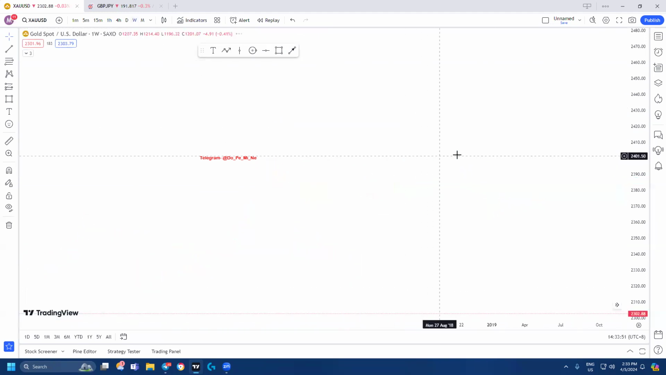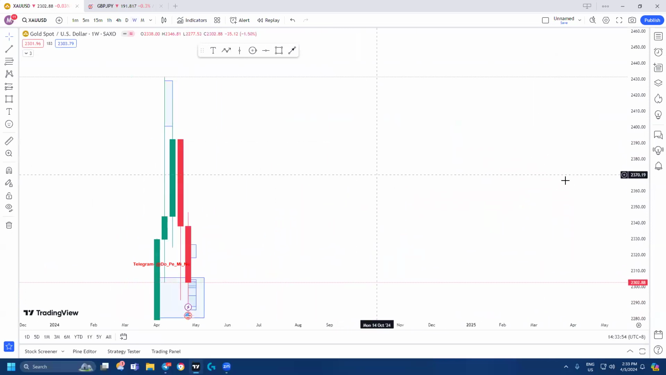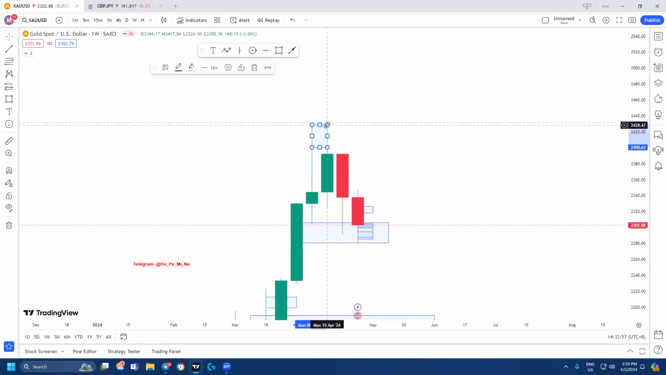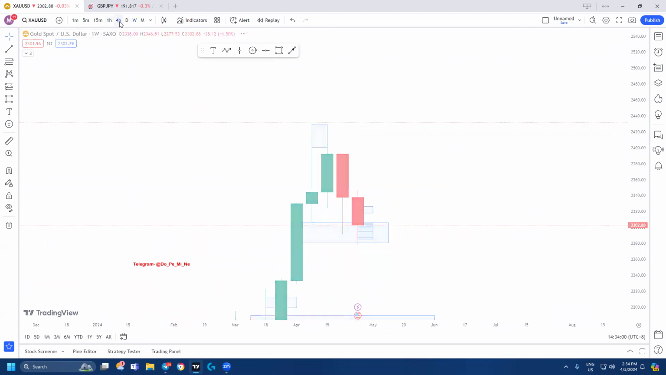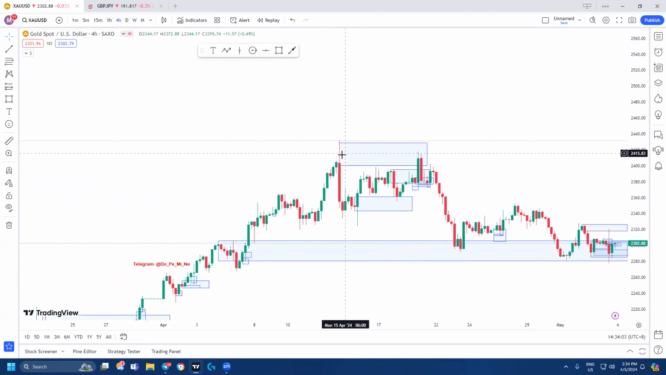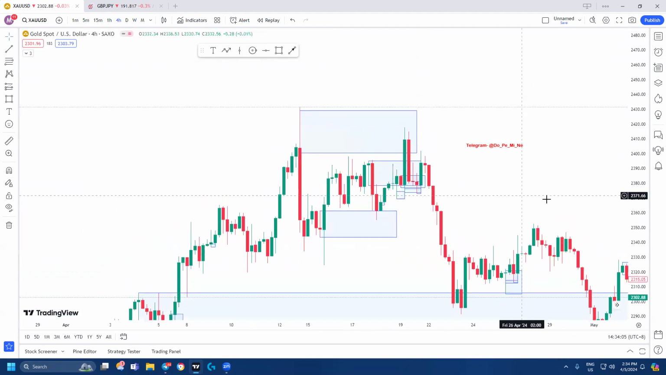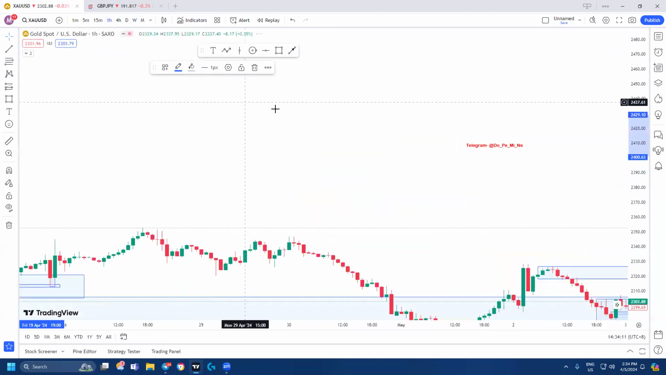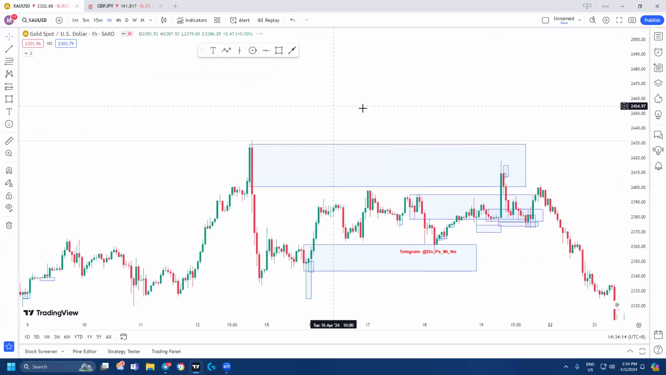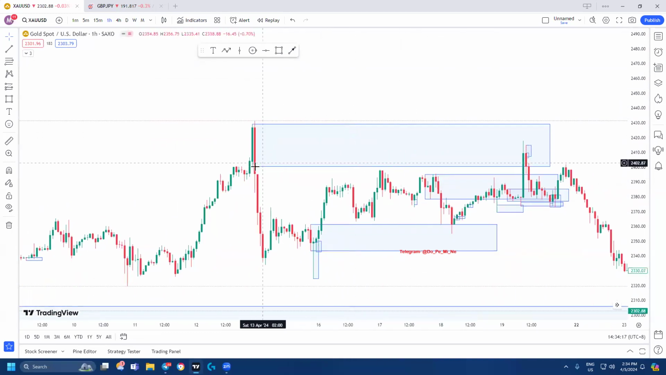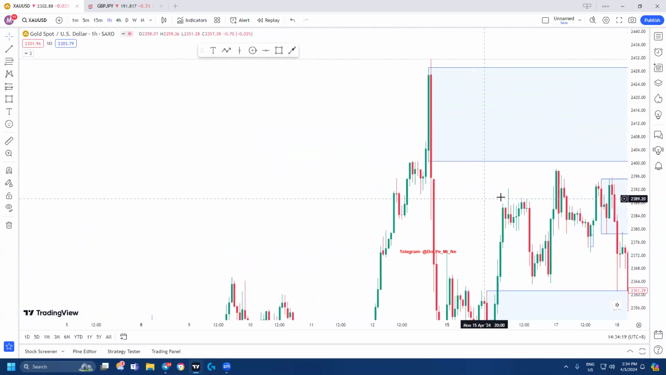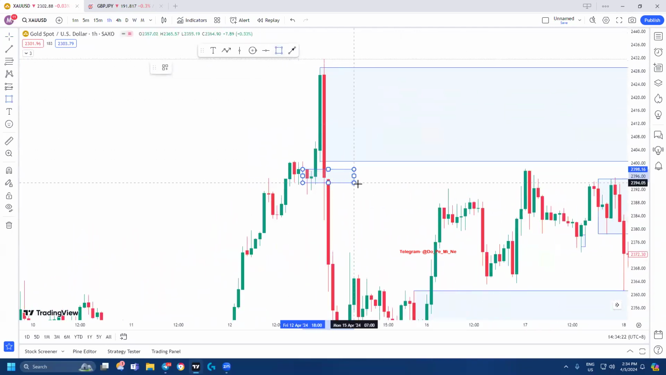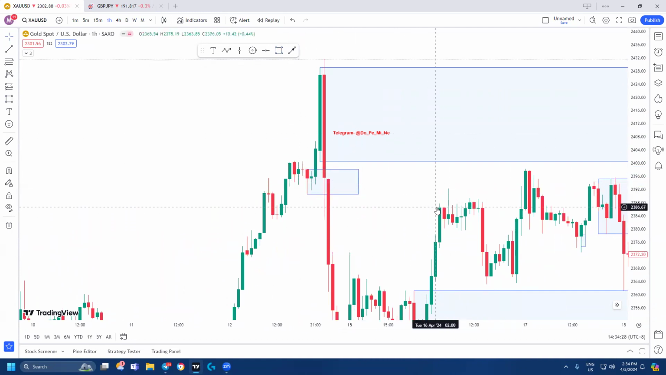Wait, let me look first. Yes, this is the first engulfing sell H1 formed right here on top. This is the first one. But before that, we have engulfing buy right here. For me, I will use it like this.